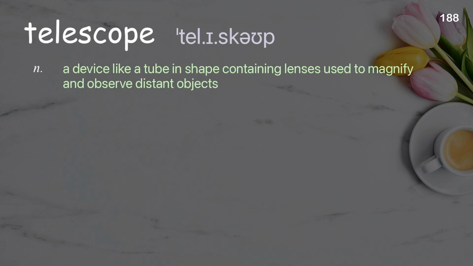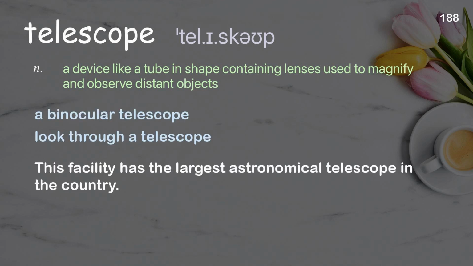Telescope. A device like a tube in shape containing lenses used to magnify and observe distant objects. Examples: a binocular telescope, look through a telescope. This facility has the largest astronomical telescope in the country.